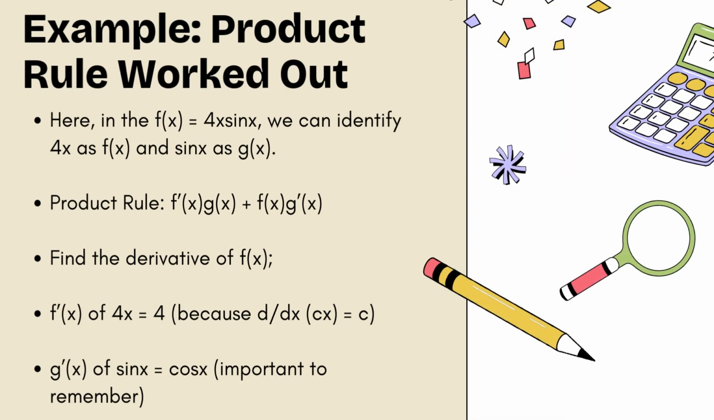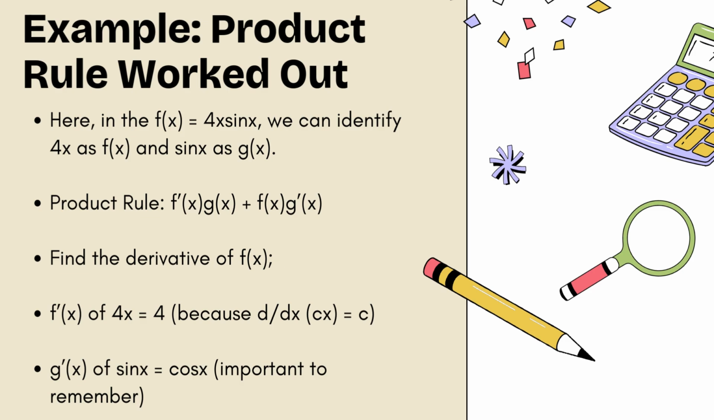So here is this example worked out. Here in this example, we can identify that within this function, f of x is equal to 4x sine x, we can identify 4x as the function f of x, or the first function, right? And sine x as g of x, or the second function.